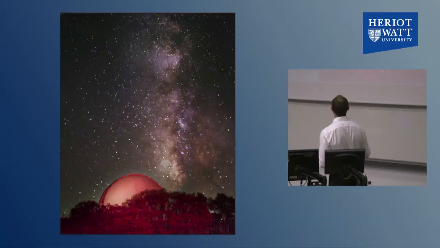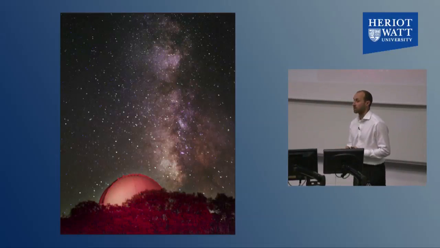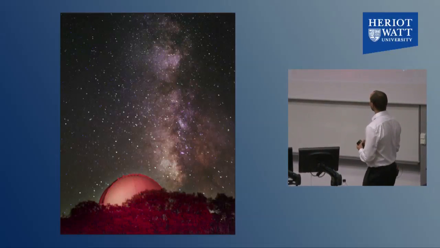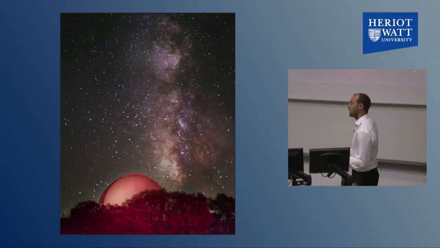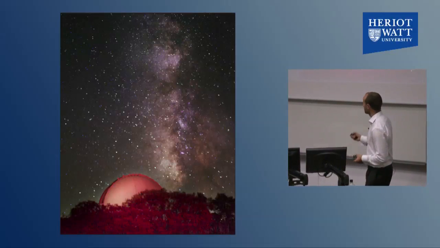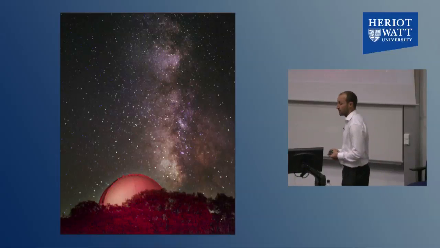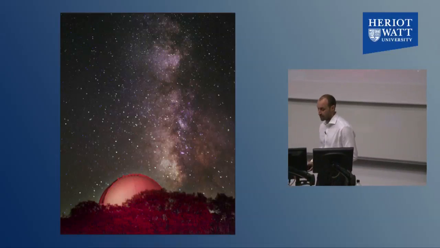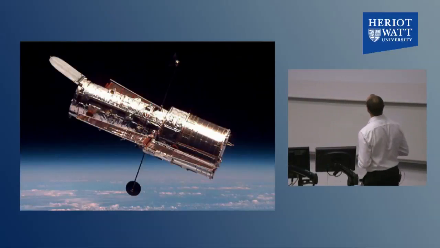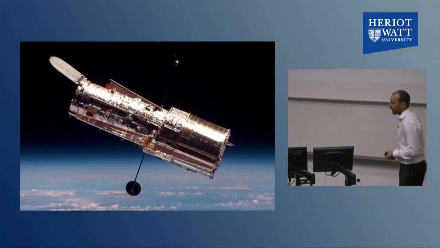So it was Galileo who taught us that if we want to look deeper into the skies and look for these black holes or whatever we're looking for, we need to build telescopes. And most importantly, we need to build big telescopes. This is a picture of Kitt Peak Observatory in Arizona, where I was visiting last year. This is a picture of the Hubble telescope.